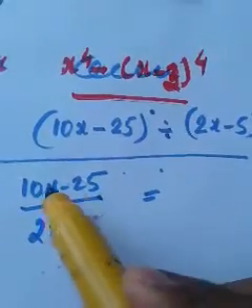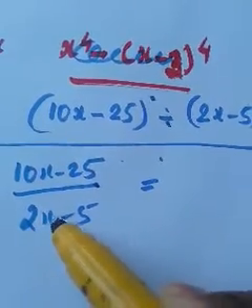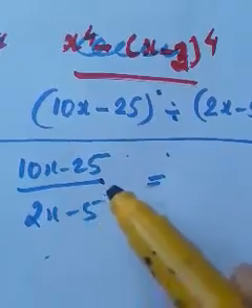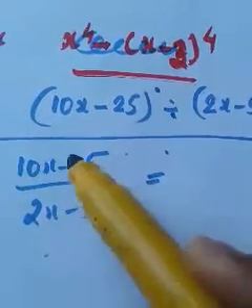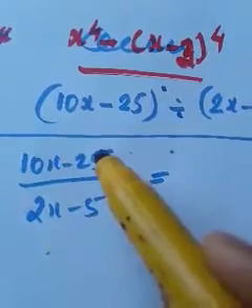You just see the numerator. Numerator is 10x minus 25. Denominator is 2x minus 5. In between the sign is minus, so we cannot go for the direct cancellation like this. We cannot cancel like this, because the operation in between is minus. So it is better to factorize the numerator.